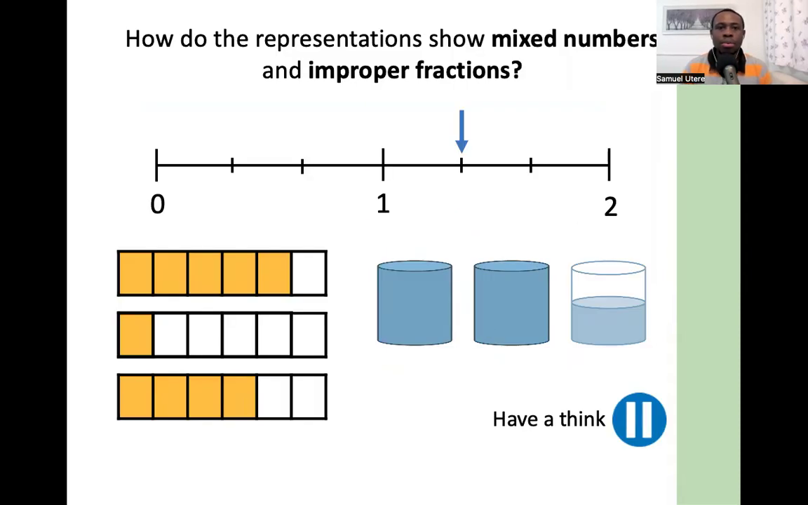But how do the representations show mixed numbers and improper fractions? Well, let's consider this. If you look at the number line, you can see that this part is divided into three intervals. So you have 1, 2, 3. Between 0 and 1, if we want to divide 1 into those three parts, the way we normally label intervals, which you should know from our previous lesson, each of these is 1/3. That should be 2/3.